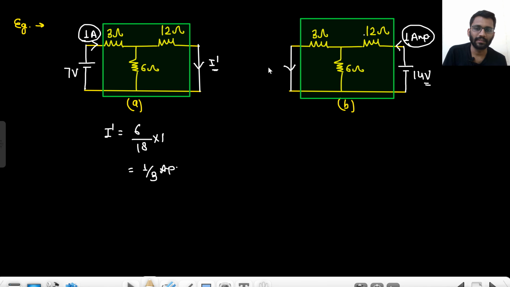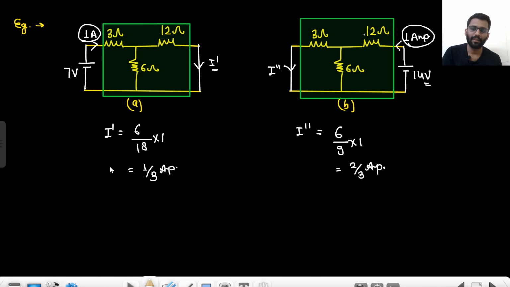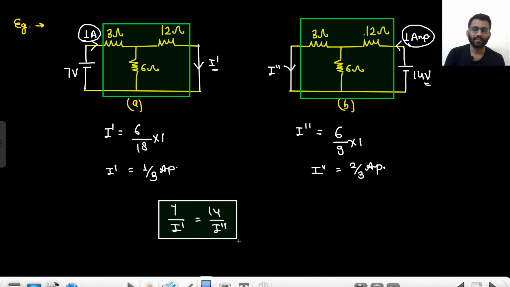Now tell me the value of this I double dash. I double dash is equal to 1 ampere current divided between 3 and 6. So it would be 6 by 9 into 1. That means it would be 2 by 3 ampere. Okay. So here what do you see? 7 by I dash is equal to 14 by I double dash. Are you getting this point?